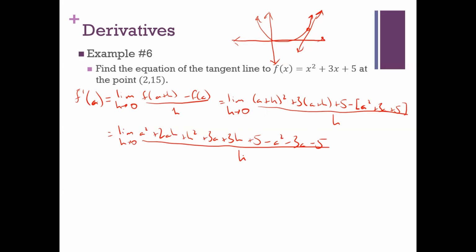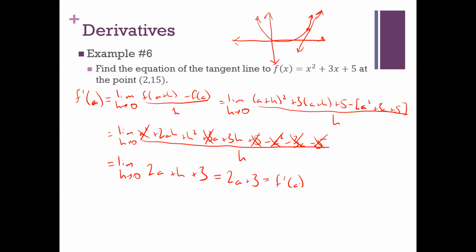It's a lot of nastiness. Did anything work out for me there? There's a lot that cancels, and this is not a coincidence. So now I have 2ah plus h squared plus 3h all over h. Now I can rewrite this as the limit of 2a plus h plus 3. Can I evaluate that? Yeah, that's just 2a plus 3, right? So I have this derivative, f prime of a. Basically, I have a formula now for the derivative of that function.